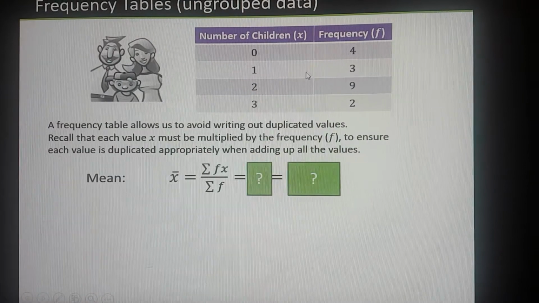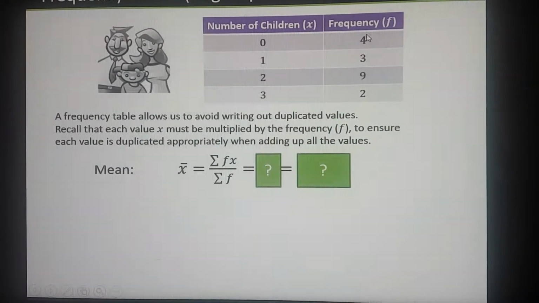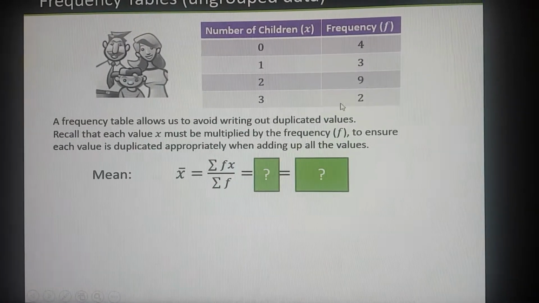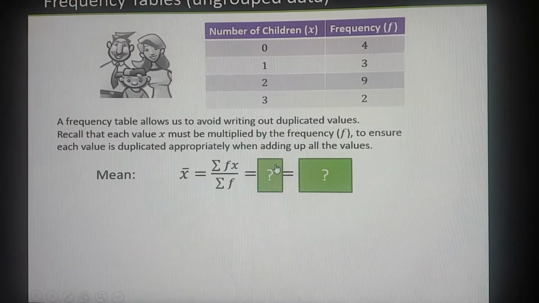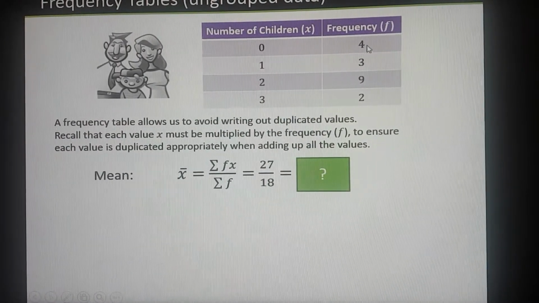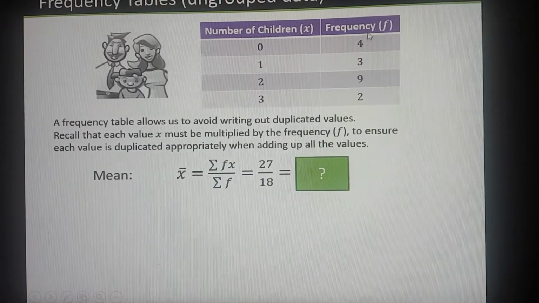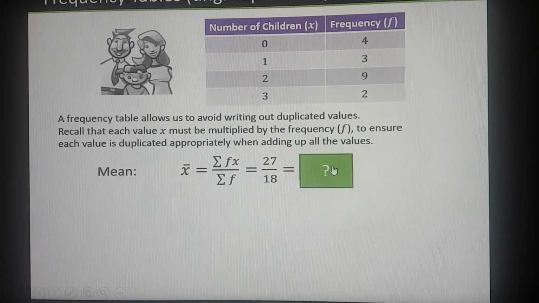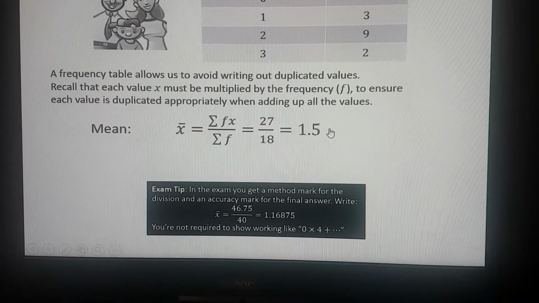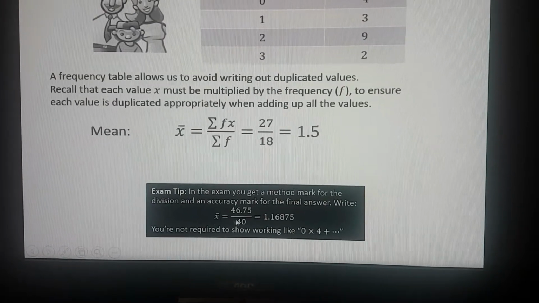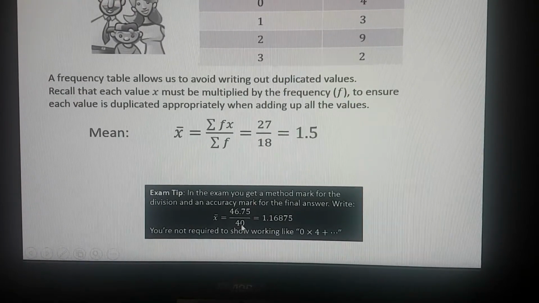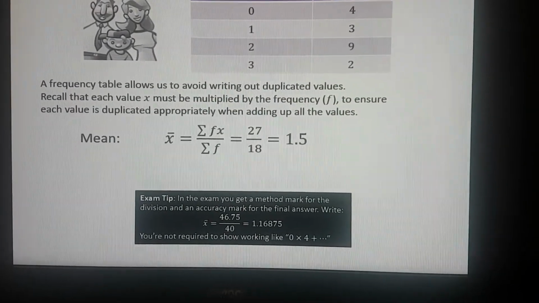So in here sigma fx is 4 times 0, add 3 times 1, add 9 times 2, add 2 times 3, which is 27, and divide by sigma f. Sigma f is the sum of f. You add all those numbers, and if we divide that by that, we get the mean. Okay, that's the exam tip that I said to you before. You need to write this number divided by this number, otherwise you will lose 1 mark for accuracy.